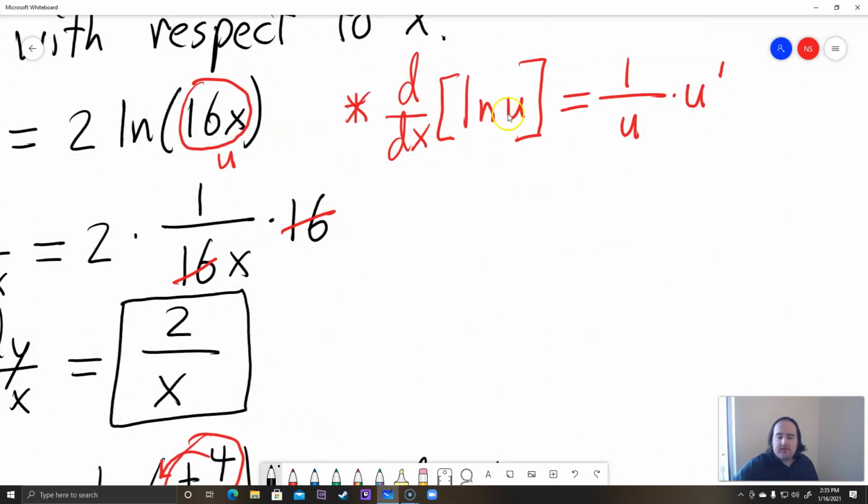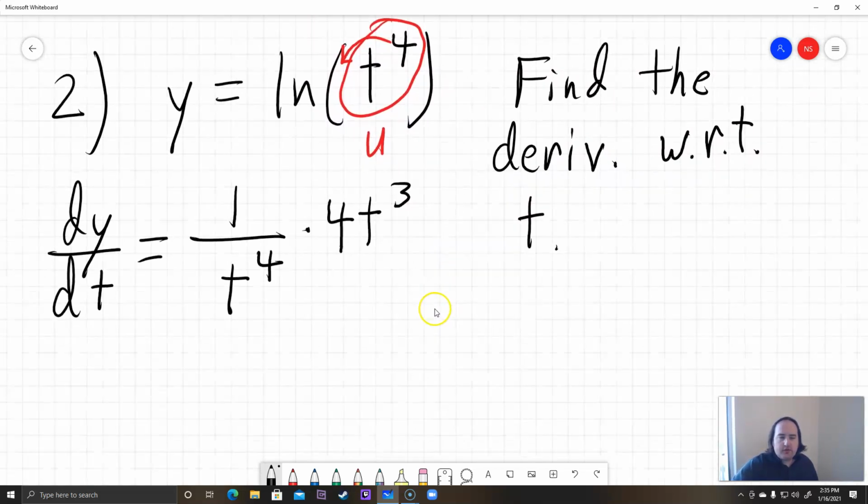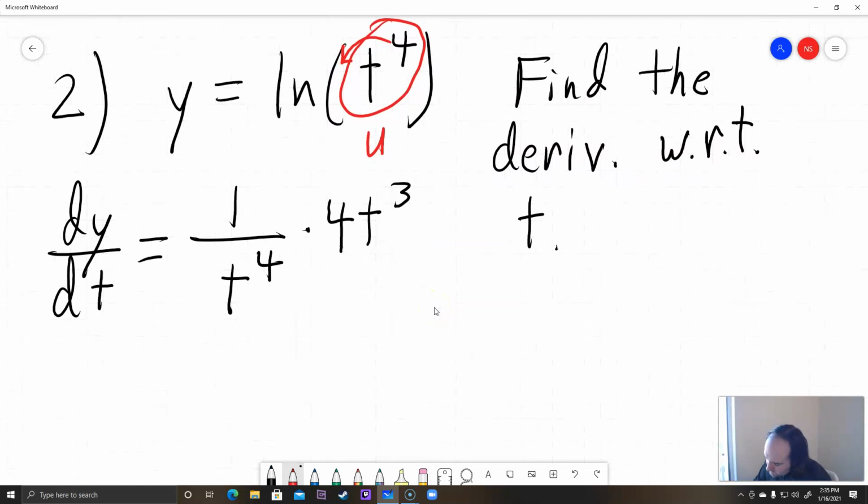The derivative of ln of u equals 1 over u times u prime. So here our u was t to the 4th. And so our derivative was 1 over u times u prime. So 1 over t to the fourth times 4t cubed. Okay, and remember the 4t cubed is actually in the numerator, so we can cancel some stuff out here.